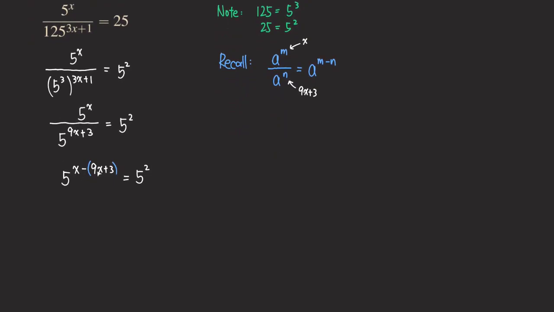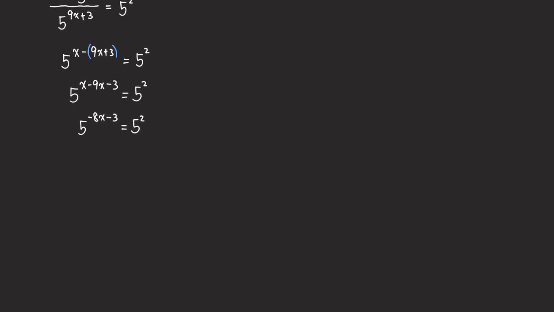Now we can simplify this exponent first. So we are going to get 5 to the x minus 9x, which will give us what? Well, let's just write it down, and then minus 3 is equal to 5 squared. And then just keep going. So continue to simplify. So we get negative 8x minus 3 is equal to 5 squared. Okay, so now, just like before, we can set the two exponents equal to each other. So we get negative 8x minus 3 is equal to 2.